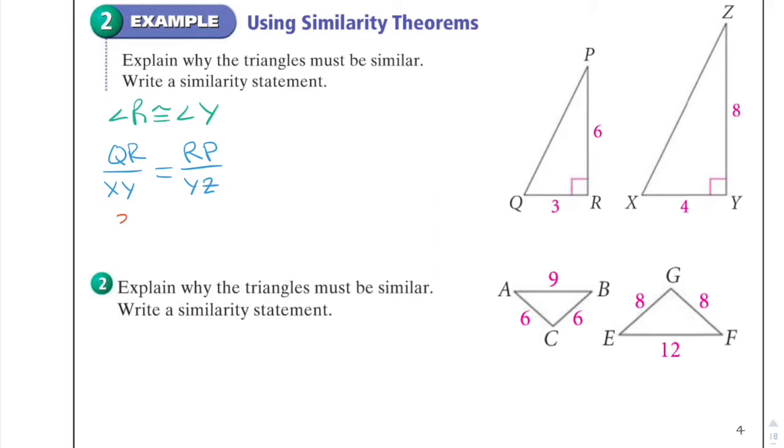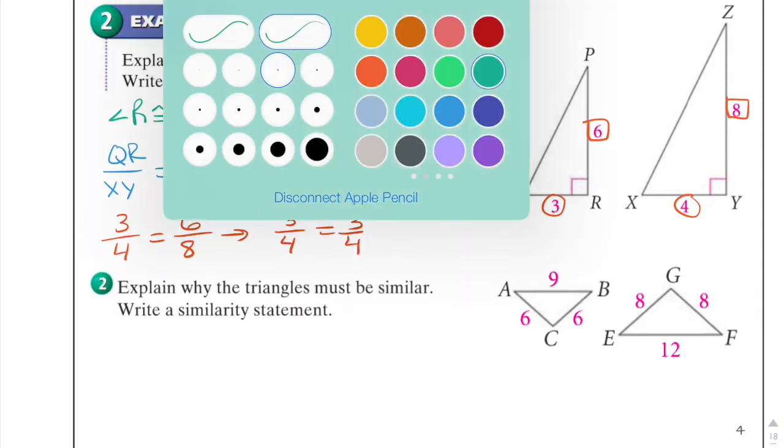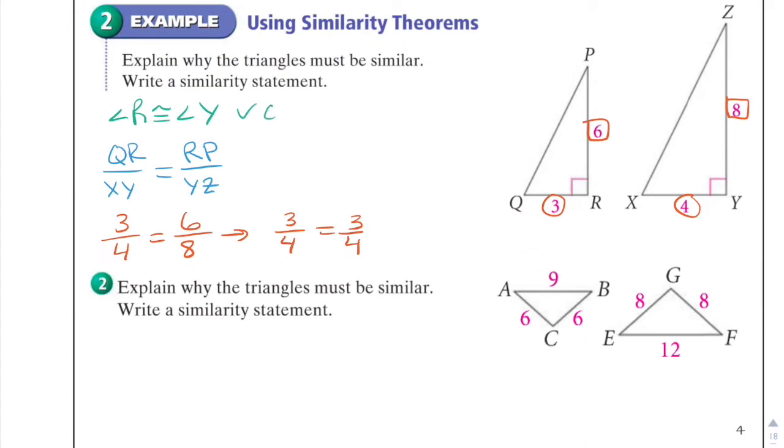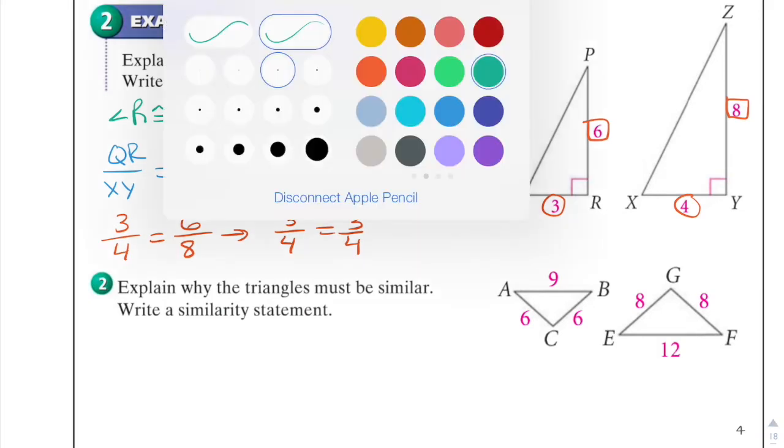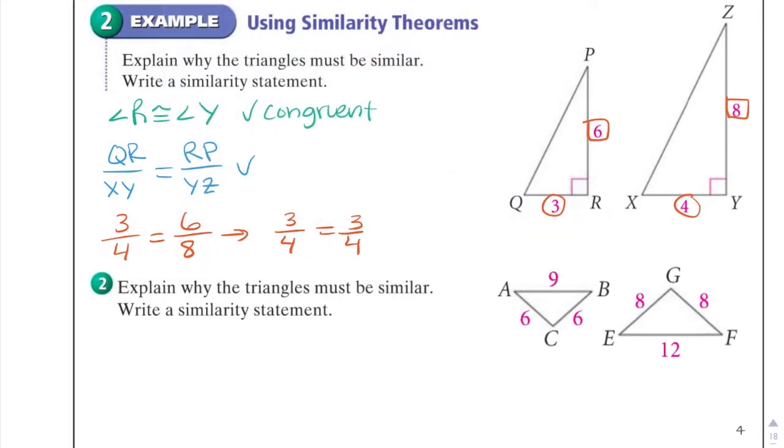So I'm going to say 3 is to 4 as 6 is to 8. And what do you know? 3 over 4 equals 3 over 4. So not only do I know that these angles are congruent, but I also know that we have 2 pairs of proportional sides.